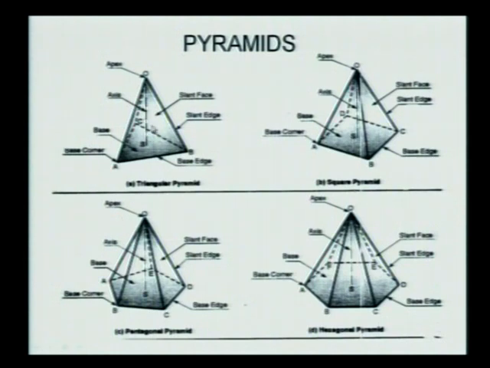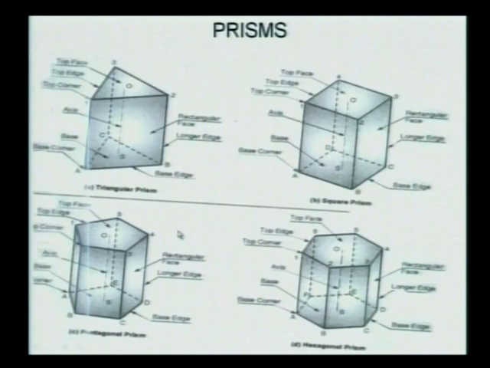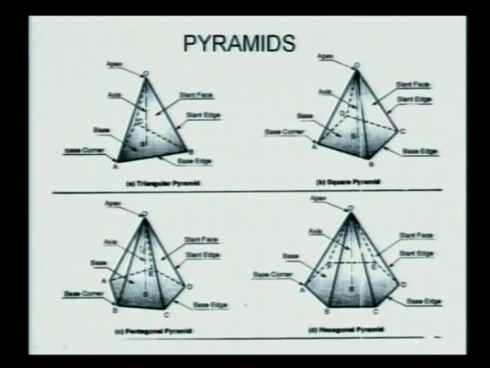And one thing you have to observe here is that in all types of pyramids, the faces are triangles, while in case of prism, the faces are rectangular. See, this is a rectangle, this is a rectangle. While in case of pyramid, all the faces are triangular, isosceles triangles. Okay, this is the main difference between the pyramid and prism.